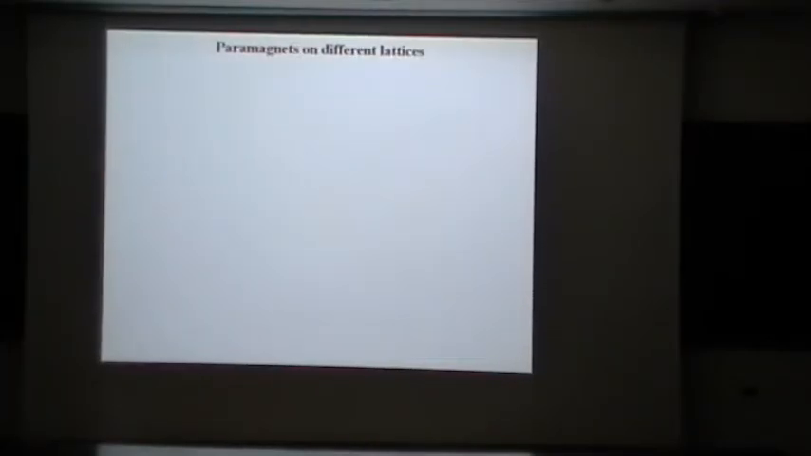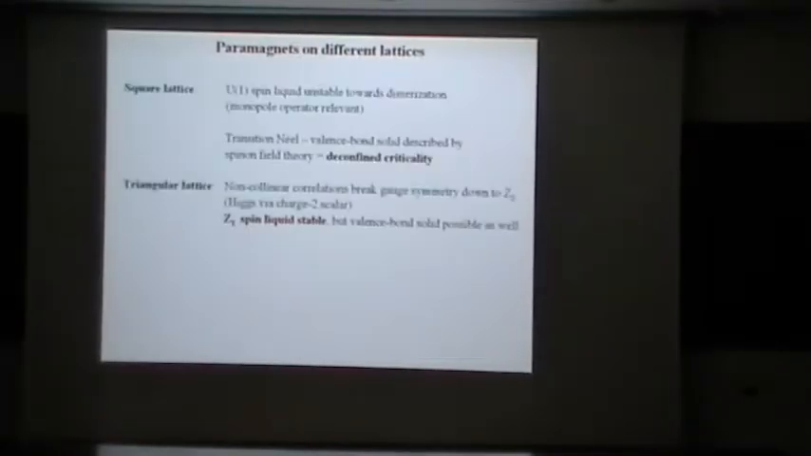Let me just tell you what the outcome of the corresponding analysis is. If you play this game and analyze this type of theory on the square lattice, you find that this spin liquid, which I was just advertising, is in fact unstable towards dimerization. Which means on a square lattice, it turns out that this valence bond solid state is always the realized state in such a model with frustrations, in particular the model I advertised, which has this ring exchange term on top of the Heisenberg exchange.